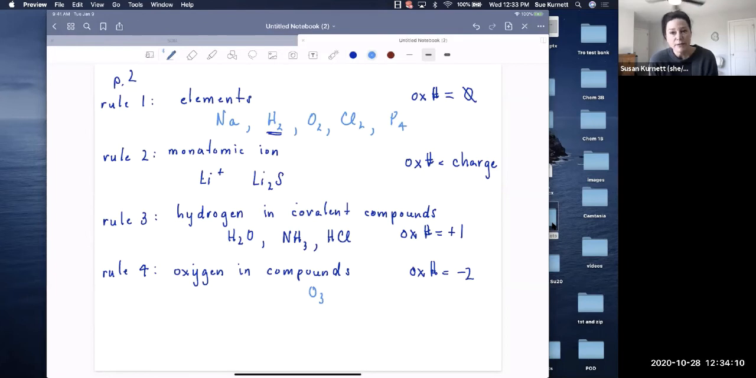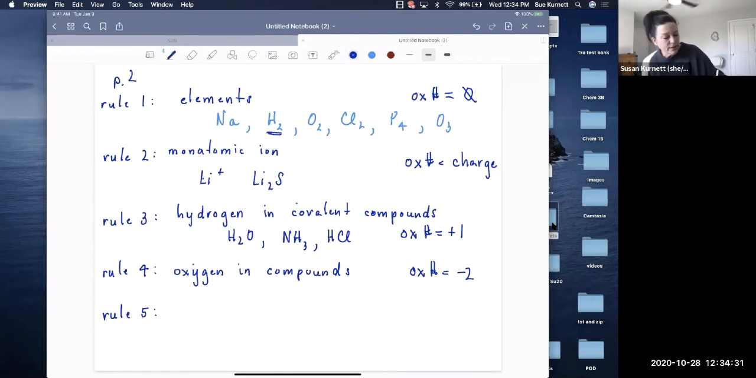The answer is 0 because ozone is a polyatomic element. And for elements, the oxidation number is 0. Okay, and then the last one is rule 5, which is super handy. And the idea goes like this.